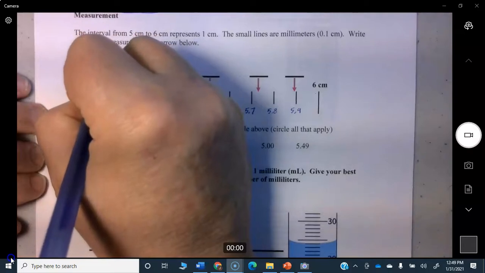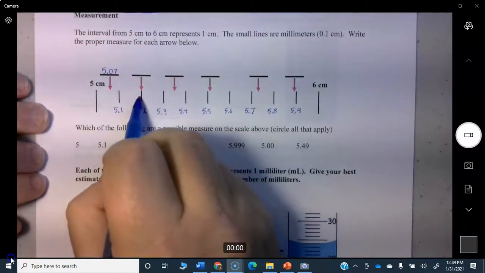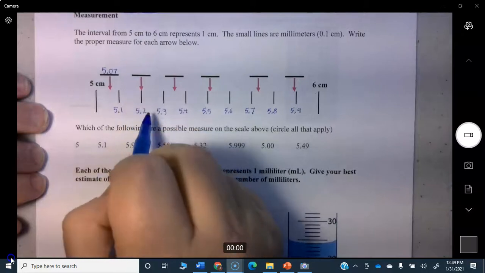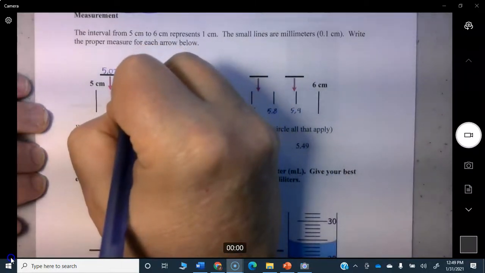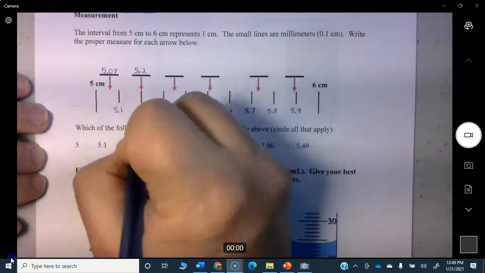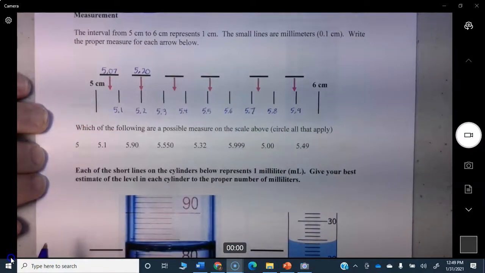So I'm just going to guess that that's about 5.07. How about this one? Okay, it's right on 5.2, but you still show that second decimal place, 5.20. You're saying it's neither a little bit to the left or a little bit to the right. It's right on that line, 5.20.